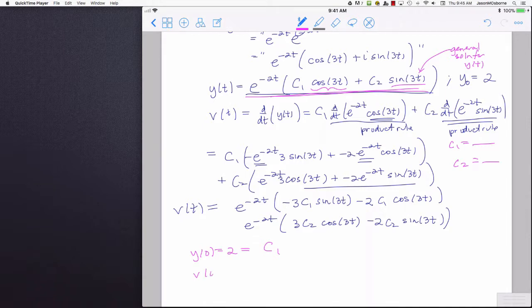If you put in your initial velocity, you know that that was negative 2 from the initial conditions. Put 0 everywhere for t, which will lead you to negative 2c1. This is the only term that survives in the first line. And the cosine is the only term that survives in the second line, so you'll get plus 3c2. Okay? So now you have a system of equations to solve where you can find c1 to be whatever number that comes out to be, and c2 to be the other number.